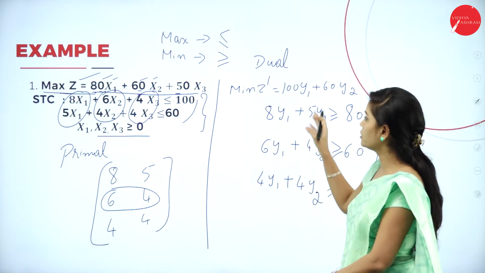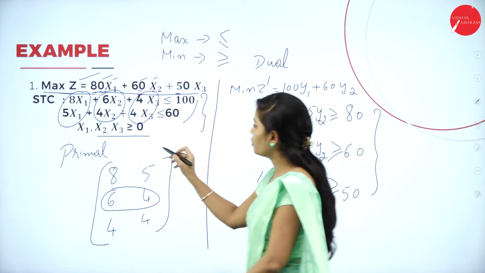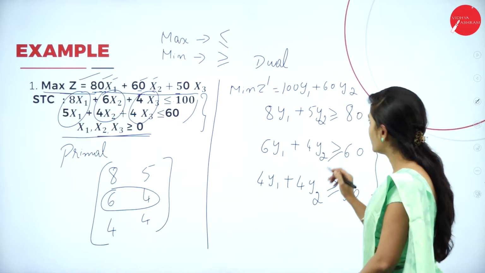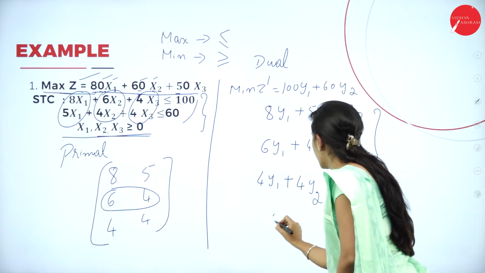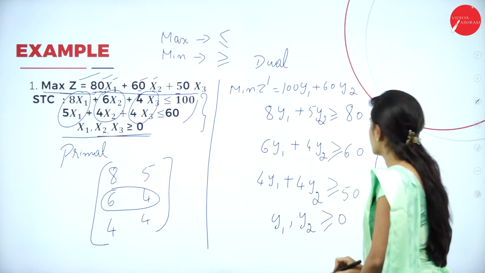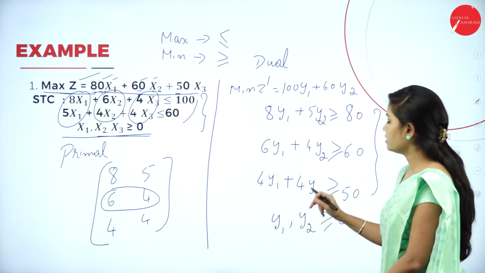So you can observe the objective function and constraint values. Before we had 3 variables called x1, x2, x3. Now it is y1, y2 greater than or equal to 0. We have 2 variables, y1 and y2.